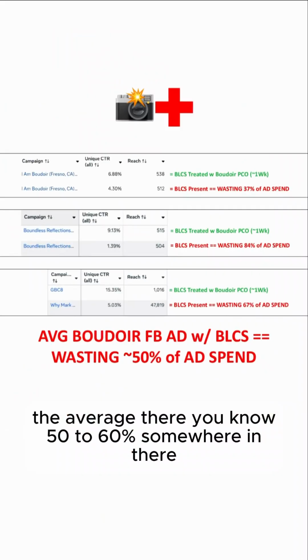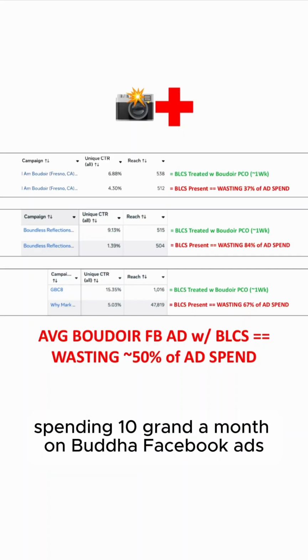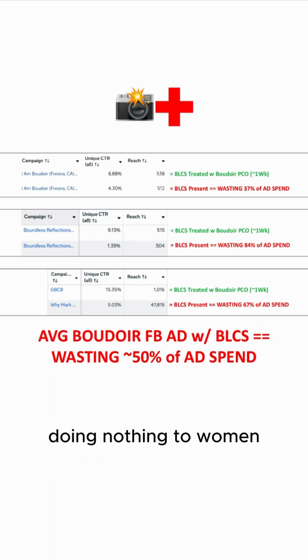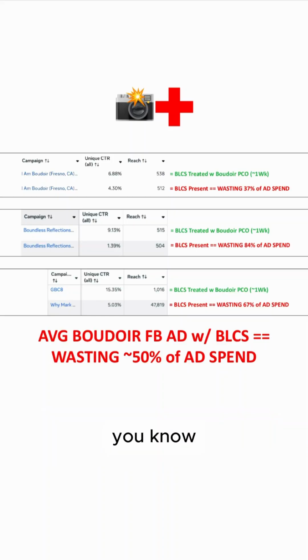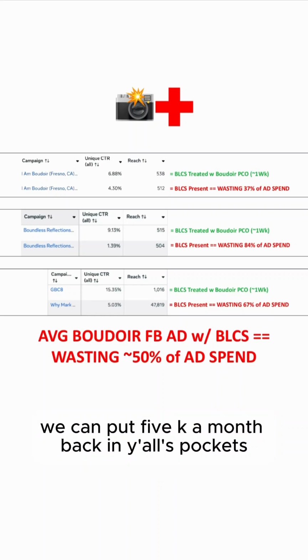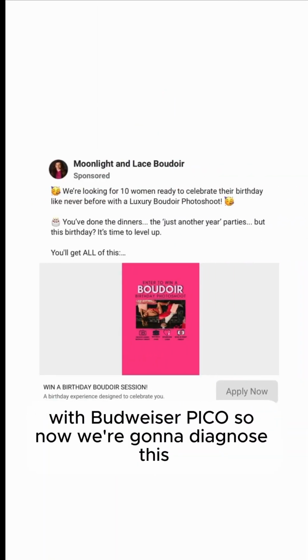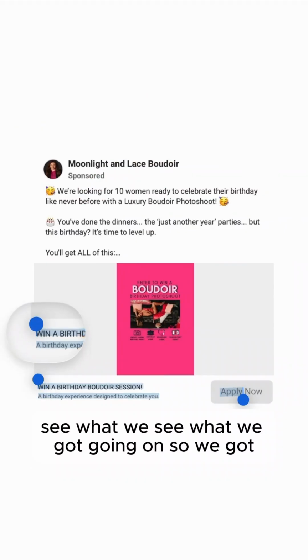So the average there, 50 to 60%, somewhere in there. So again, if you're spending 10 grand a month on Boudoir Facebook ads, 5K is unnecessarily being wasted, doing nothing but women scrolling right on by. No use paying that, and by eliminating that, we could put 5K a month back in y'all's pockets, 60K over the next 12 months with Boudoir Pico. So now we're going to diagnose this, see what we got going on.